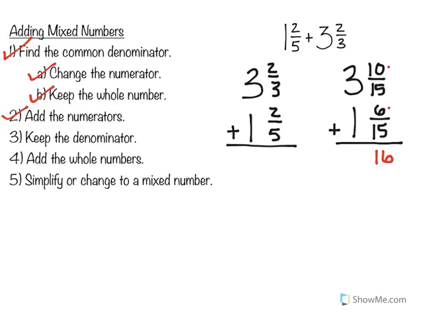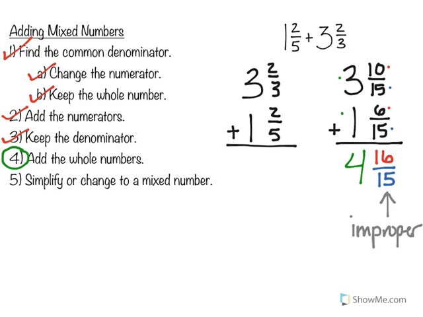After you add the numerators, you have to keep the denominator. So I look and my denominator is 15, so it's going to remain 15. Then you want to add the whole numbers. So 3 plus 1 is going to give me 4. There's one issue here though. If you look, my fraction is actually improper.